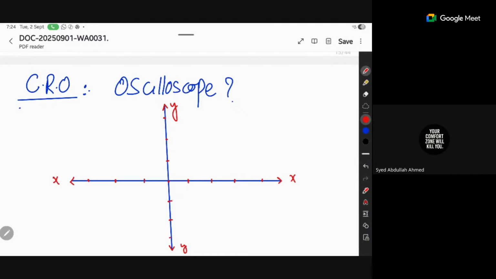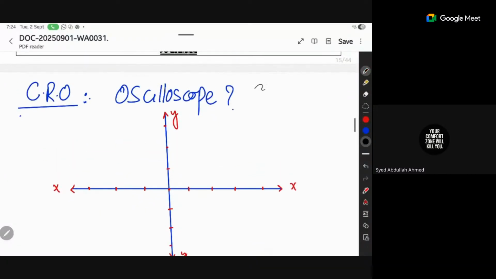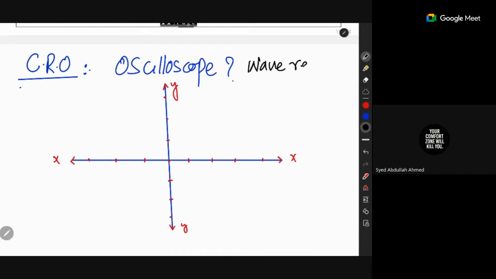Now, as I told you, CRO is to show the wave shape. So we simply call it a wave reader, right? It reads the wave shape. You got the point? It reads the wave and it shows the wave shape.